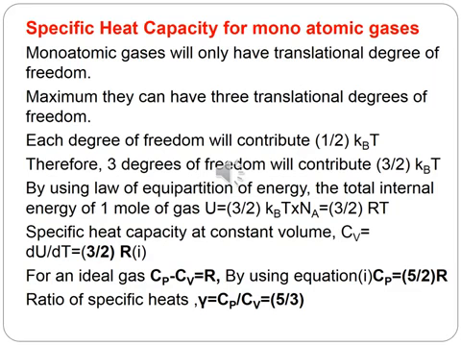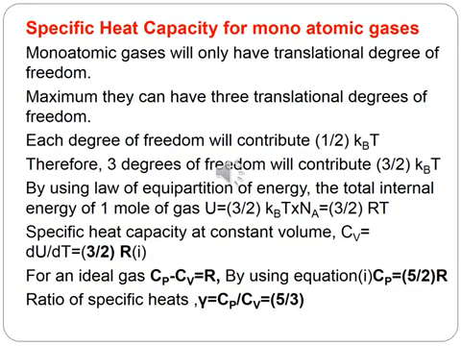For an ideal gas, there is a relation between molar specific heat at constant volume and molar specific heat at constant pressure, which is Cp minus Cv is equal to R. You know R is the universal gas constant. By using the expression dU by dT is equal to 3 by 2 R, Cp will be equal to R plus Cv, which is equal to R plus 3 by 2 R. Then Cp will be equal to 5 by 2 R.